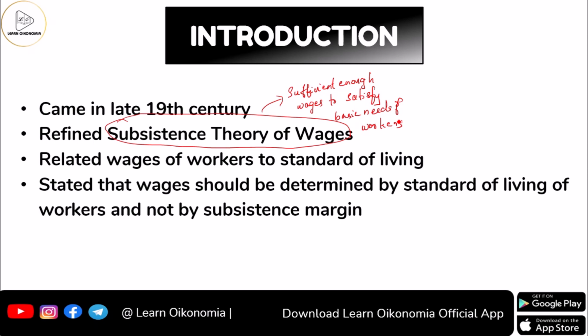And coming to the standard of living theory of wages, this is something related to the wages of workers. And again, the theory says that the standard of living of the workers would be determining their wages. So here it gives importance to the standard of living of workers. And the theory states that the wages should be determined by the standard of living of workers, and it should not be determined on the basis of the subsistence margin.